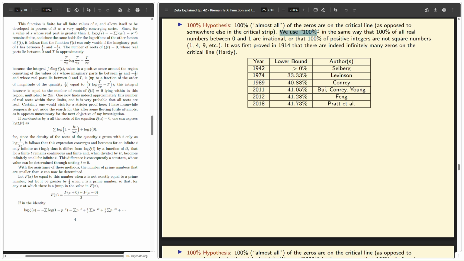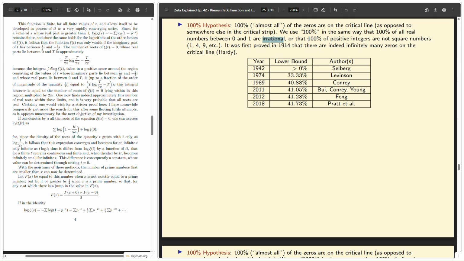The 100% really means the phrase "almost all," although that probably doesn't help you either. But it's the same sense in which 100% of all real numbers are irrational. So if you pick a number at random on the real line, you can get an irrational number or a rational number. But from some basic set theory, there are way more irrational numbers than rational numbers. So if you pick a real number at random, the chance of getting an irrational number is 100%, even though obviously there are an infinite number of rational numbers as well.